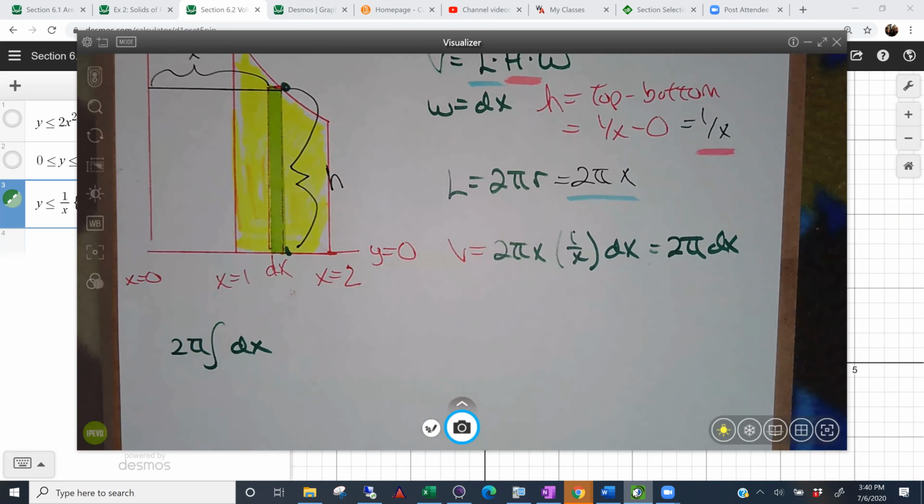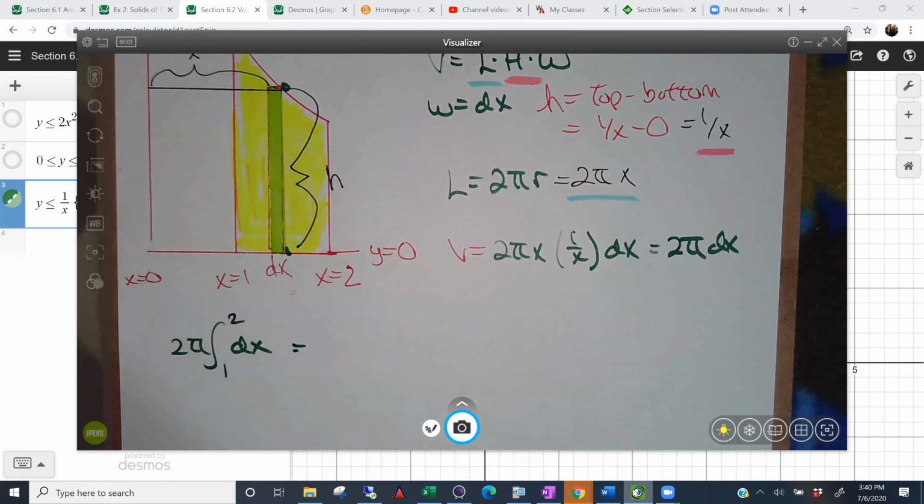Anyone? Would that be 0 to 2? Not quite 0 to 2. Where's the smallest? Would it be 1 to 2? There you go, 1 to 2. Do you see the 1? Because we can't stay in this region past 1. So past 1, you're no longer in that shaded region. So yeah, 1 to 2.